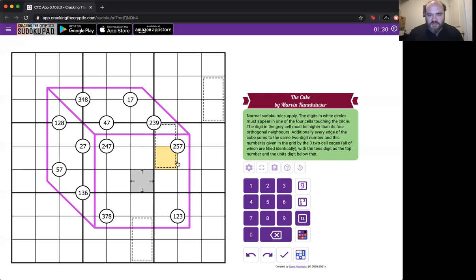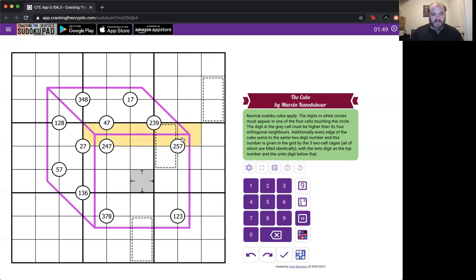All right. Additionally, every edge of the cube sums to the same two-digit number, and this number is given in the grid by the three two-cell cages, all of which are filled identically with the tens digit at the top, and the units given below that. There, I totally skipped one. We'll come back to it in a moment.